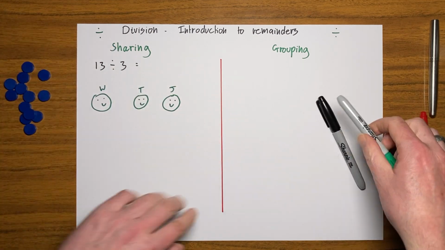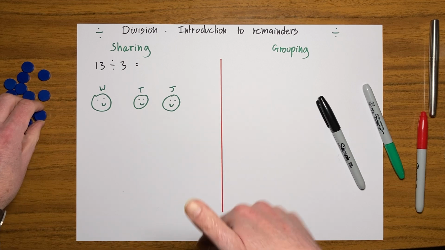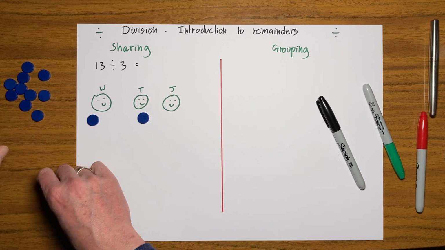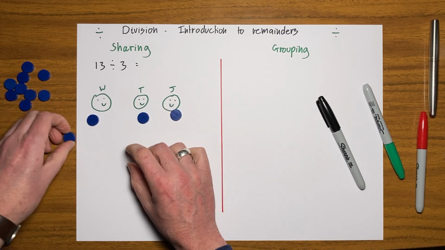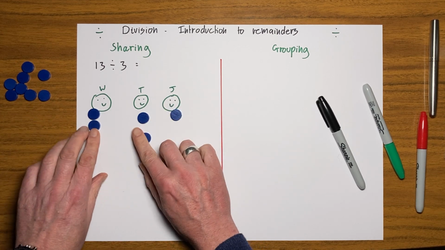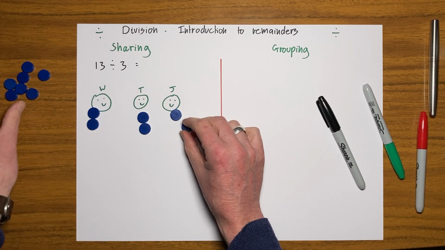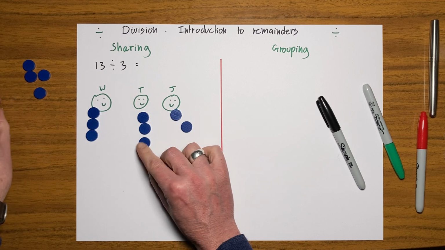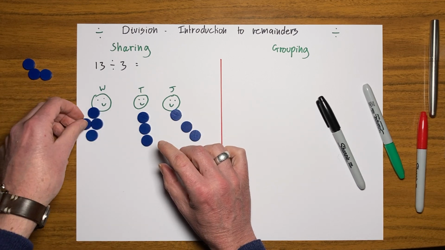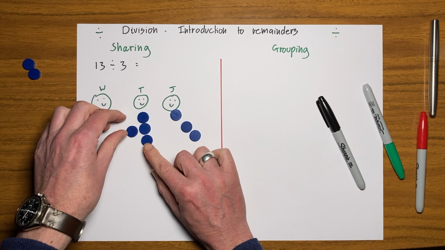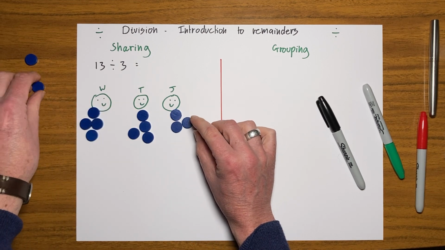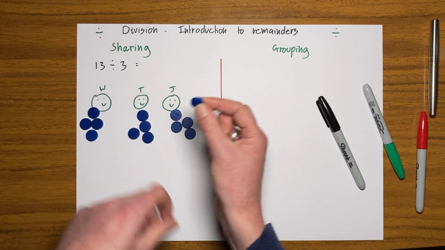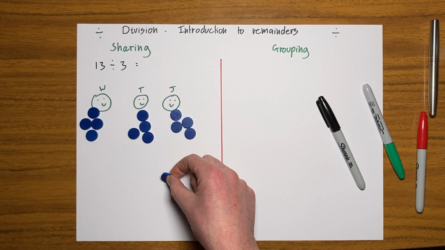So I've got 13 and I'm going to share them. Remember, sharing has got to be done equally. So if I give William 1, Thomas needs 1, and James needs 1. Another one for William, another one for Thomas, and another one for James. I keep going around like this until they've all got 4, but I've got 1 left.